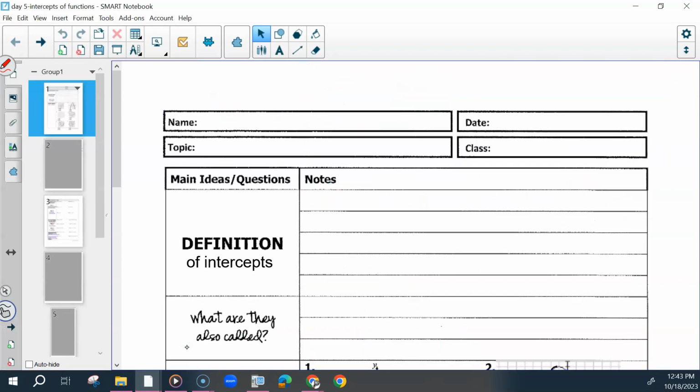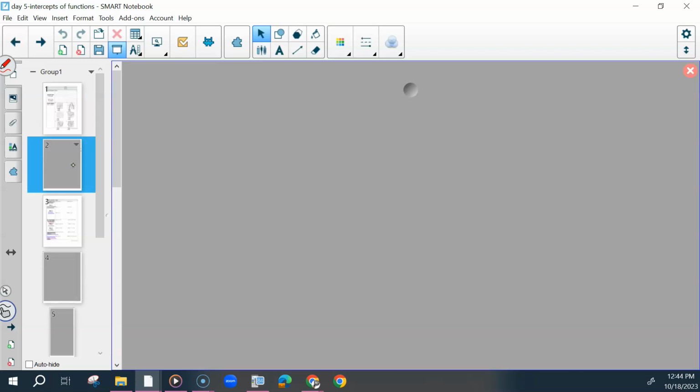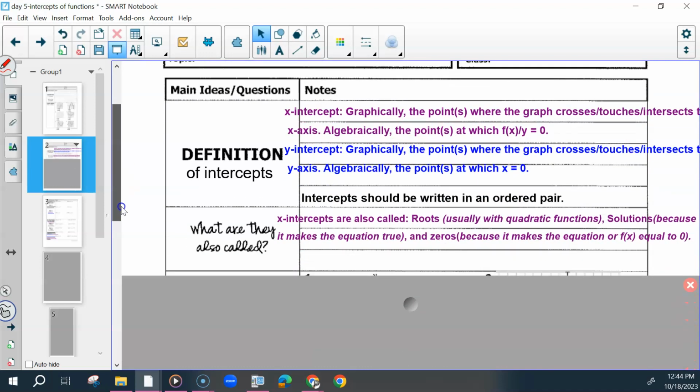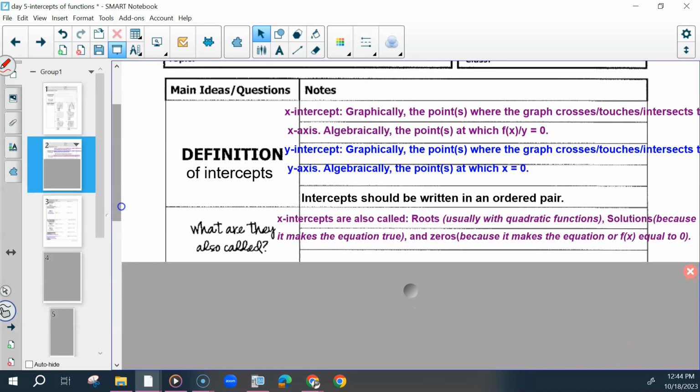Okay, there is a bunch of words that you guys need to write down, so I'll let you write stuff down and I'll talk through it. Don't feel like you need to write down every single word, but write down what you feel. Okay, the definition of intercepts.